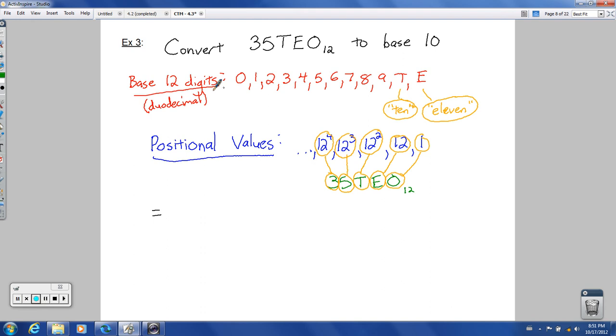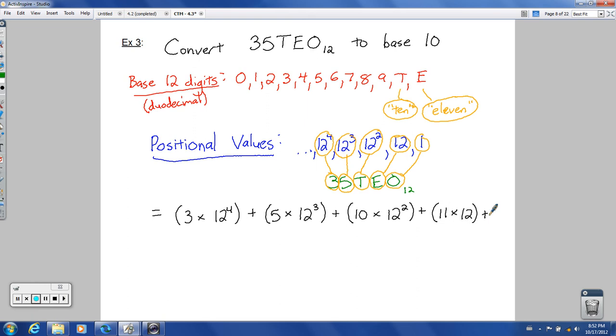You could just say, okay, this is going to equal, well, I know each position is 1, 12, 12 squared, 12 cubed, 12 to the fourth there, so I would just go 3 times 12 to the fourth, plus 5 times 12 cubed, and have t, remember t is representing 10, so we have 10 times 12 squared, and then e is representing 11, so I have 11 times 12, and looks like I'm going off into the gray here, but that's okay, I have 0 times 1 for that last place.